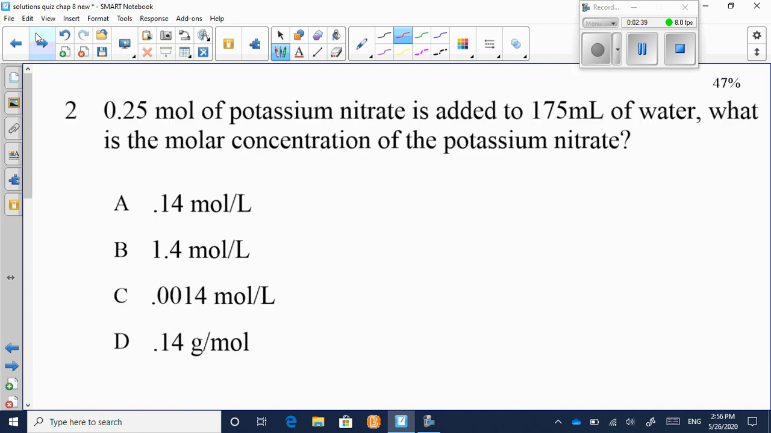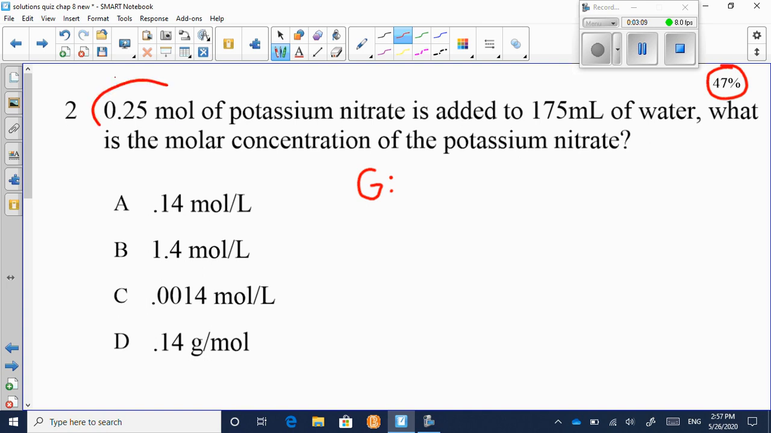Okay, number 2. Number 2 says 0.25 moles of potassium nitrate is added to 175 milliliters of water. What is the molar concentration of the potassium nitrate? Now, only 47% of people got this one correct, so I think this one's definitely worthwhile looking at. If I was doing this question, I might even set it up and go, well, what have I been given here?